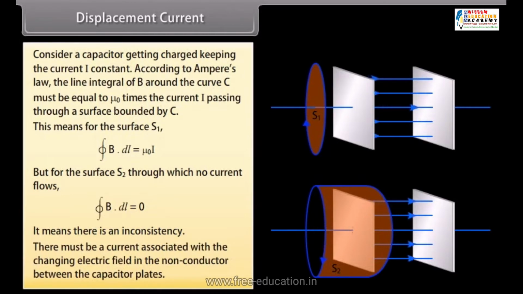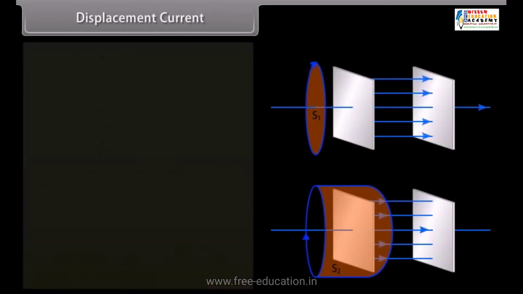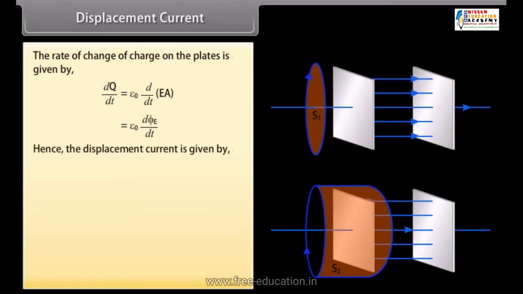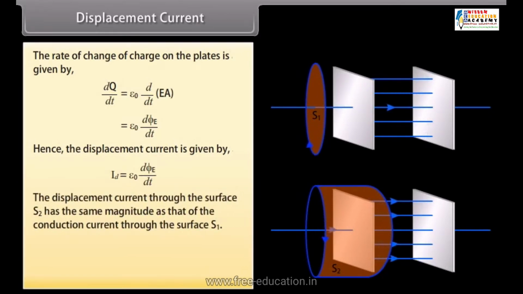There must be a current associated with the changing electric field in the non-conductor between the capacitor plates. The rate of change of charge on the plates is given by epsilon naught d upon dt of EA, which is equal to epsilon naught d phi E by dt. Hence, the displacement current is given by I_D equal to epsilon naught d phi E by dt. The displacement current through the surface S2 has the same magnitude as that of the conduction current through the surface S1.